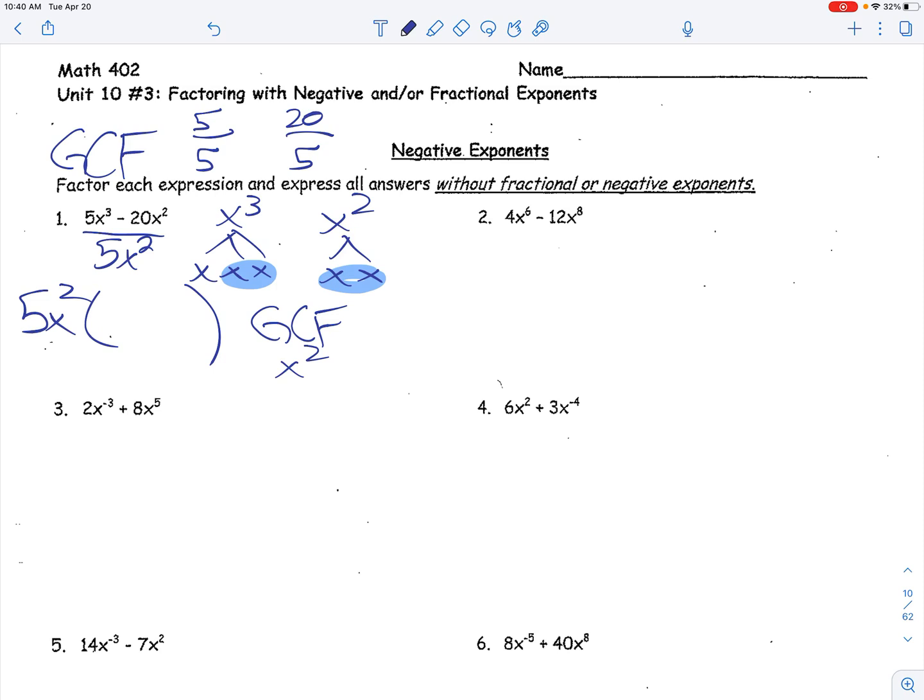So factor out a 5x squared, and then you just divide each term by 5x squared to get the remaining factor. So 5x cubed divided by 5x squared is x, minus 20x squared divided by 5x squared is 4. And there you go. That's your factored form. And that's your answer, because they don't want fractional exponents. They don't want negative exponents, and we don't have that here with number 1.